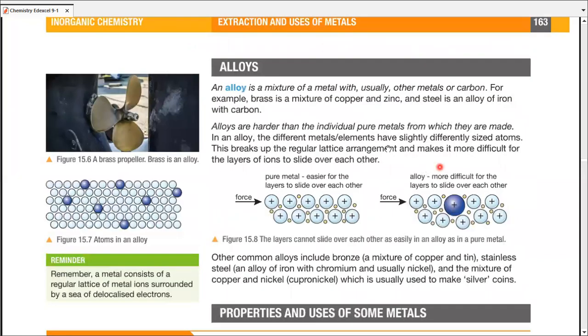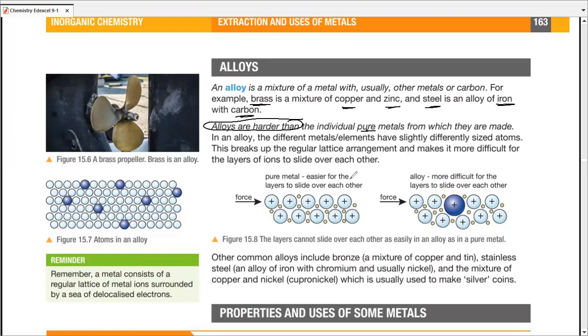Now we already know an alloy is a mixture of metals mostly. Sometimes we add carbon or other non-metals to it. How do we do it? We simply melt the metals, mix them well, and let them solidify again at room temperature. There you go. You have formed an alloy. For example, brass is a very famous alloy. It's actually a mixture of copper and zinc. Steel is a very famous alloy. It's a mixture of iron and carbon. Sometimes other metals are also added. So the point is, why are we making alloys? First reason, alloys are harder than individual pure metals.